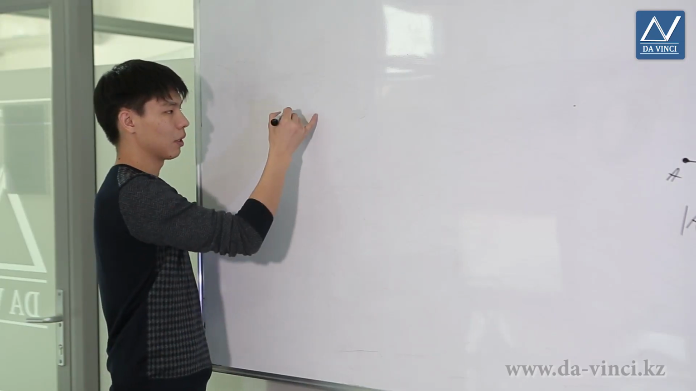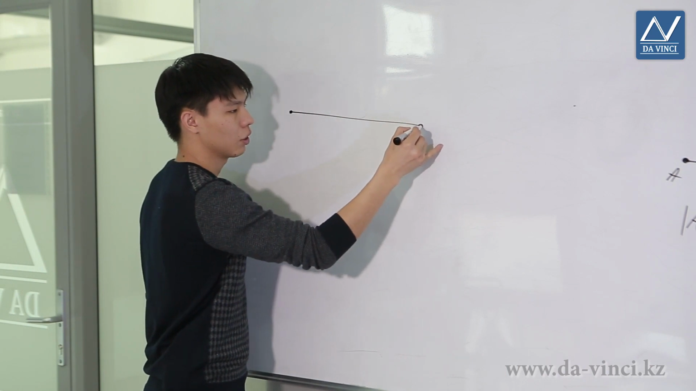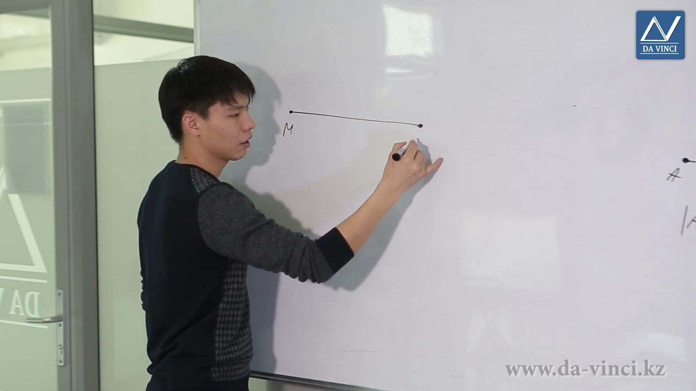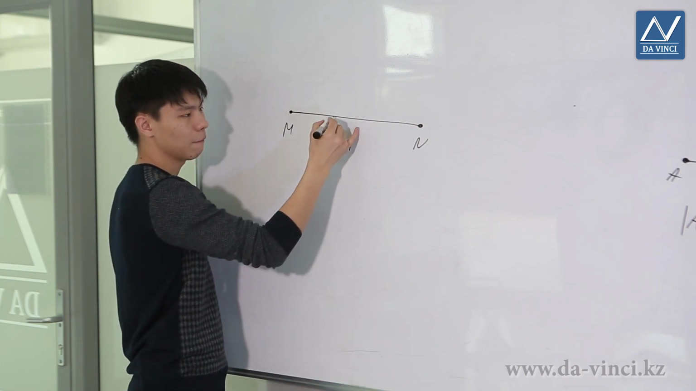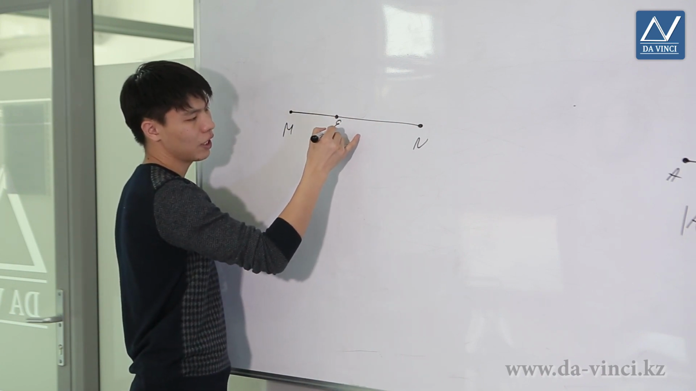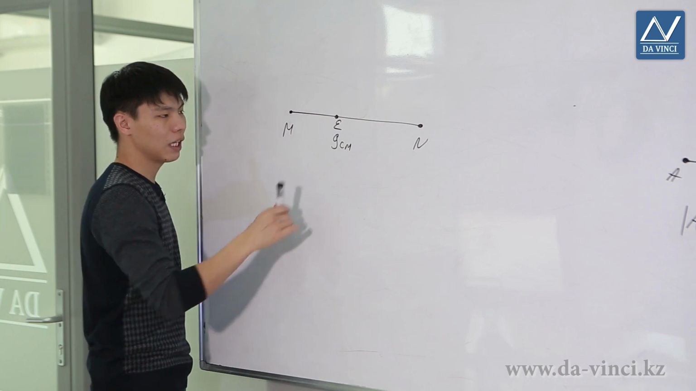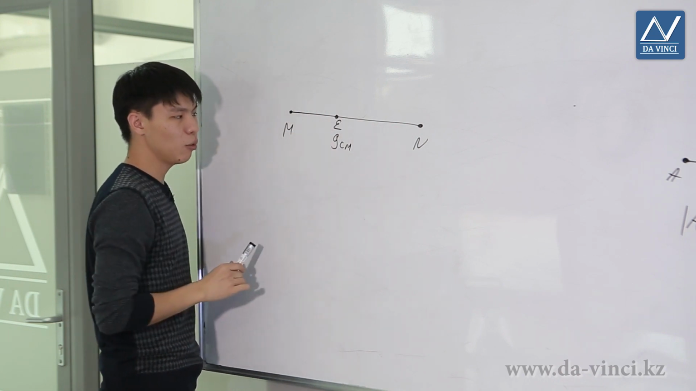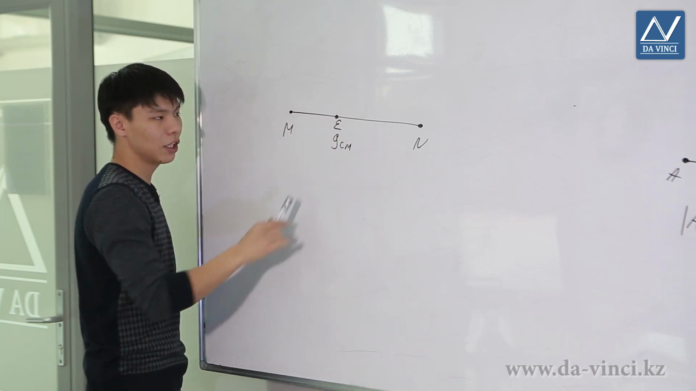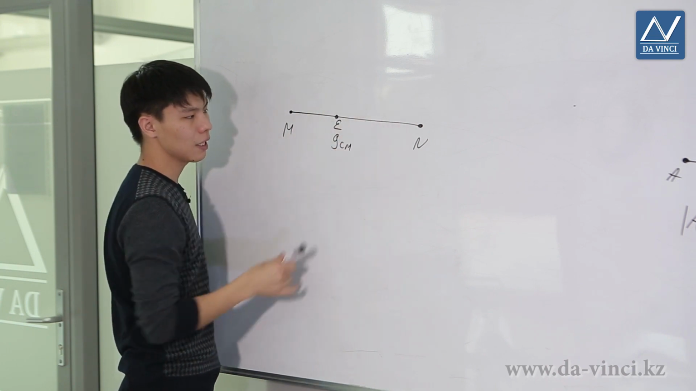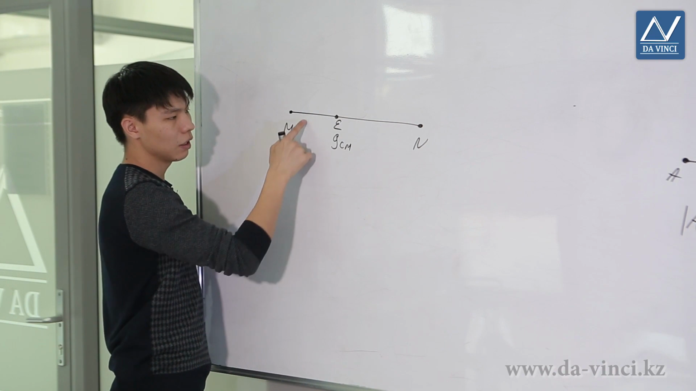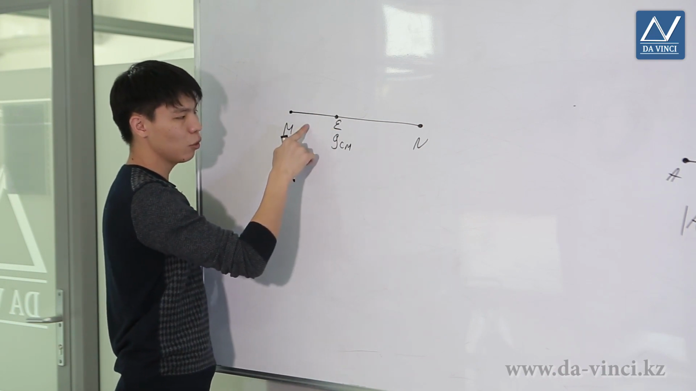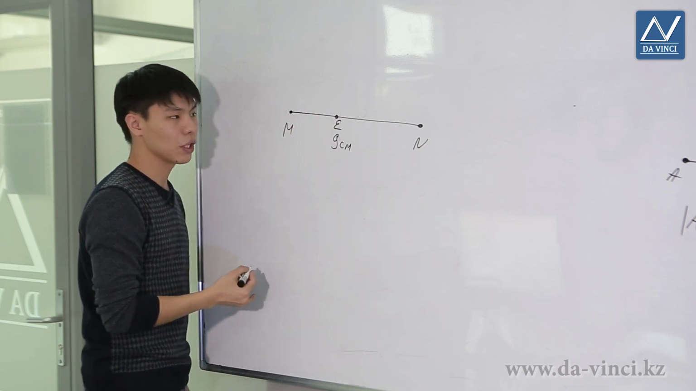Let's take an example. Let it be known that segment MN has a length of 9 centimeters. Segment MN is divided by point E into 2 segments such that the length of segment EN is twice the length of segment ME. It is necessary to find ME and EN. We only have information about the length of the segment MN, and we are aware that EN is twice the size of ME. How to solve this problem?